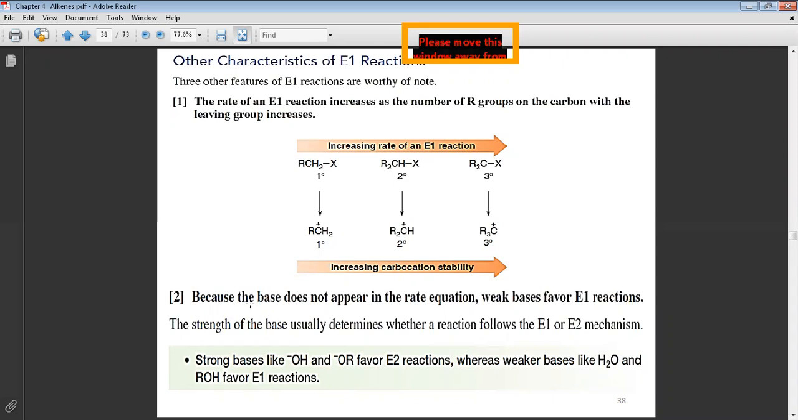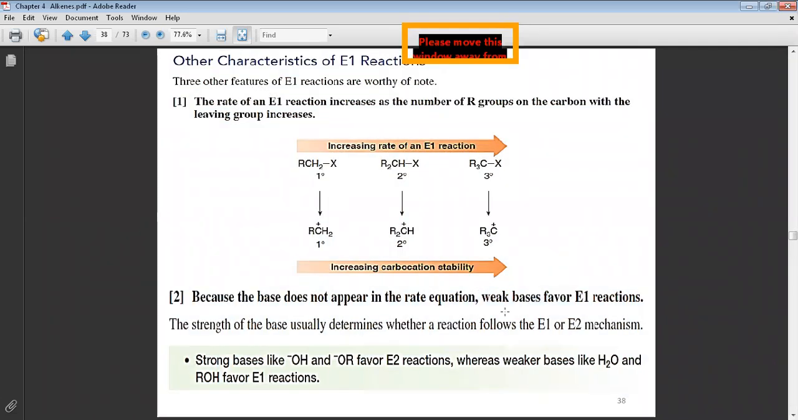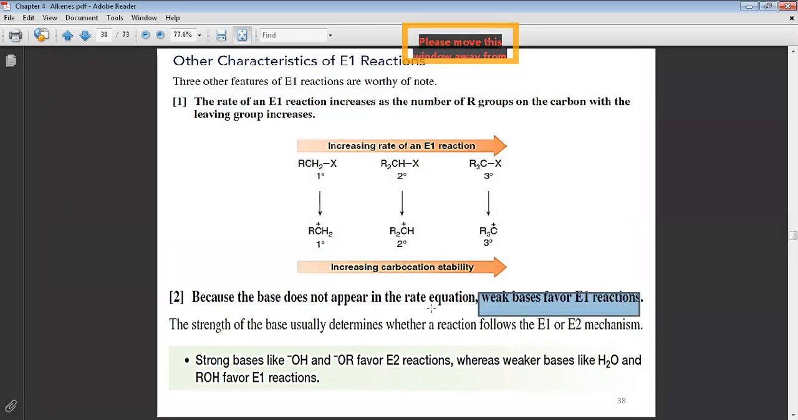The second one: because the base doesn't appear in the rate of reaction, the concentration of the base cannot affect the rate of reaction. Weak base, look طلبة, weak base favors the E1 reaction. That means E1 will always use a weak base, not a strong base. Strong base is for the E2 reaction, but a weak base is the best for the E1 reaction. Okay, this is the difference.